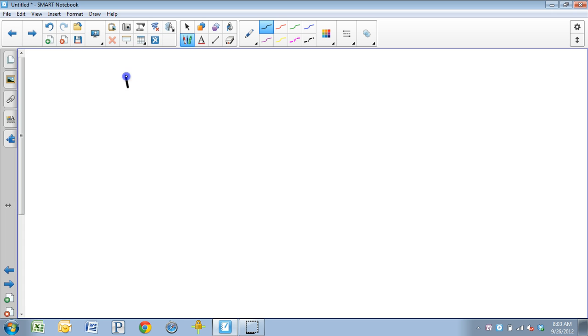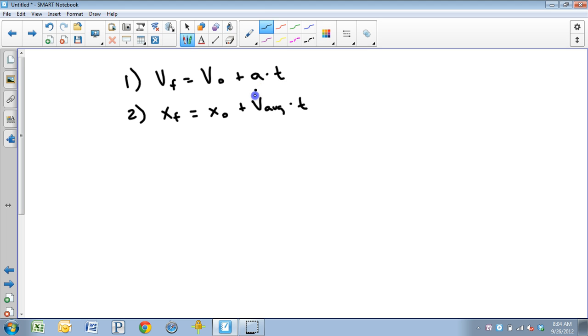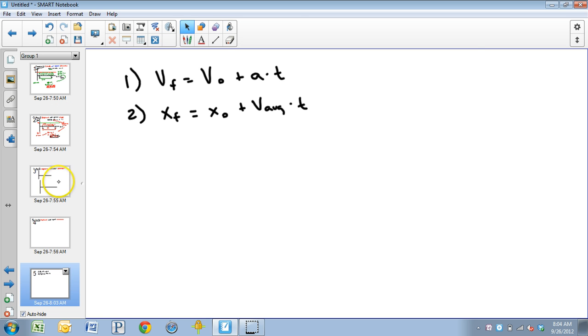So far, we've got equation 1: velocity final equals velocity initial plus acceleration times time. We've also got that x final is equal to x initial plus velocity average times time. Now, the reason that we didn't have an a average up here is because we won't ever be changing our acceleration as we go through a problem. Velocity may be changing, but the acceleration will not ever change. We'll have constant acceleration.